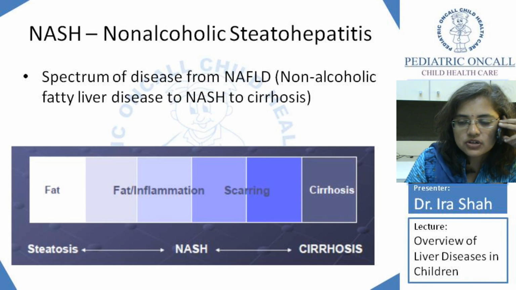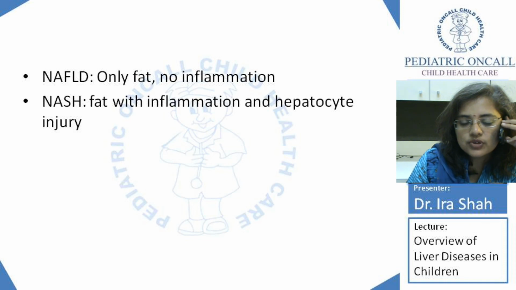What is this NASH? What we have is a spectrum. It is known as non-alcoholic fatty liver disease, where there is no inflammation of the liver and only fat deposited in the liver, to a spectrum known as NASH, which is non-alcoholic steatohepatitis, where there is inflammation also along with fat. So this is a spectrum that shows that from fat to inflammation, scarring, and then finally cirrhosis. This is a very upcoming entity in children, mostly related to obesity. So this is the slide which shows only fat, no inflammation, and NASH is with inflammation.